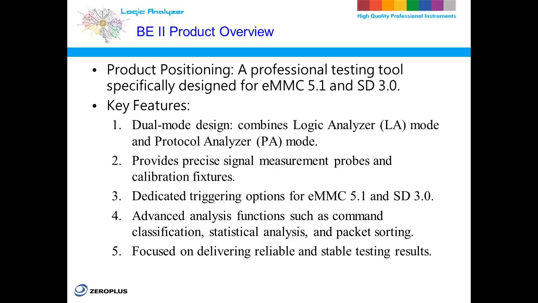Advanced analysis features, such as command classification, quantity statistics, and packet sorting, are also key highlights of the B2. These features automate data analysis and generate detailed reports, making it easier for engineers to evaluate results and streamline the testing process. In summary, the B2 focuses on stability, ease of use, and precision. Whether it's in hardware quality, software functionality, or operational convenience, it strives to deliver optimal performance. This design makes the B2 the ideal tool for engineers, significantly reducing testing cycles and improving test accuracy.